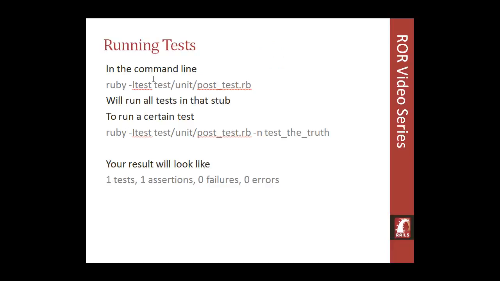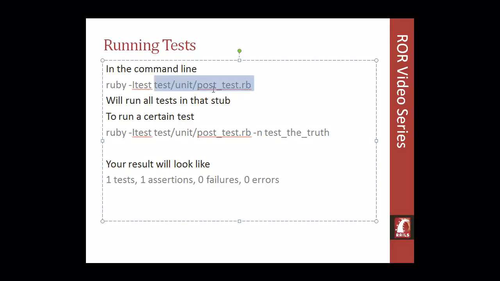And running tests, you run them in the command line with something like this. This would run the post unit test for the model. To run a certain test, you could put the name on the end of it, like test the truth. The first would run all tests in this file. If you want to single one out, you could use this format.